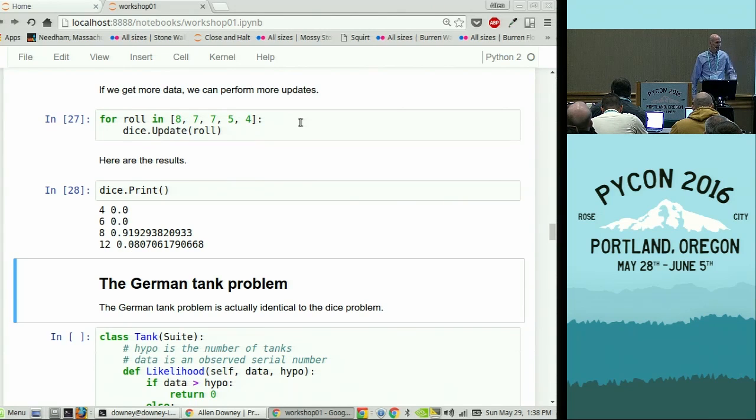This is one of those things that a lot of people find a bit disturbing, because it seems like there's not much difference between the 8 and the 12 at this point. They're both still in the running. Why am I seemingly so convinced, 92%, that it is the 8-sided die? Yes?